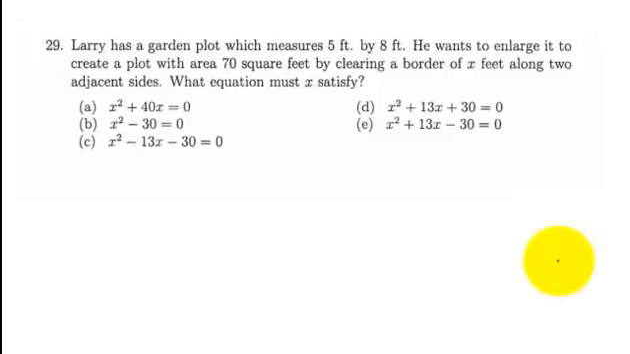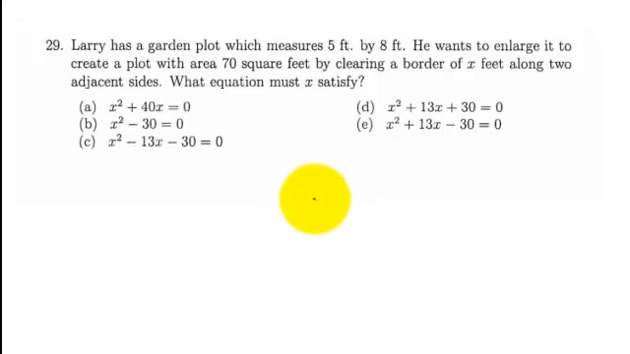Okay, let's begin number 29 of this practice final exam. Larry has a garden plot which measures 5 feet by 8 feet. He wants to enlarge it to create a plot with area 70 square feet by clearing a border of x feet along two adjacent sides. What equation must x satisfy?